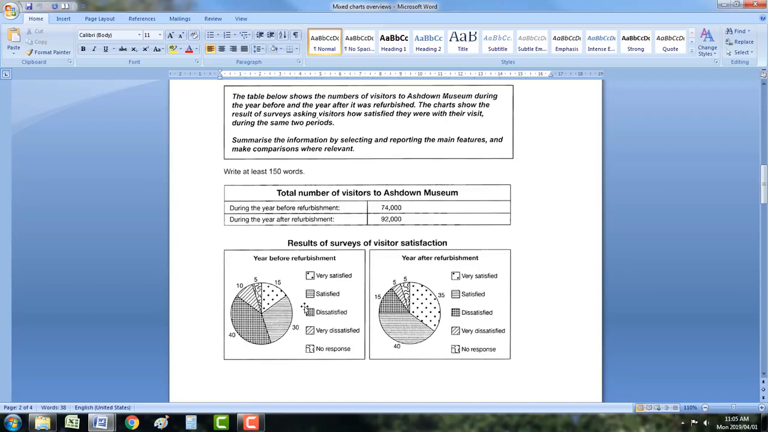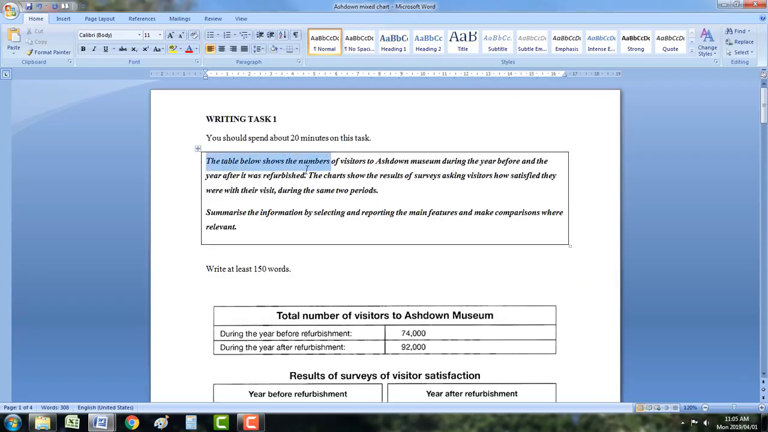The main thing with mixed charts is that they're just two smaller task ones, just two mini task ones. You can even see it from the question. There's a normal question like we normally had, and then there's another one. So it's just exactly the same thing as we've always been doing. It's just that there's two of them in one task one.